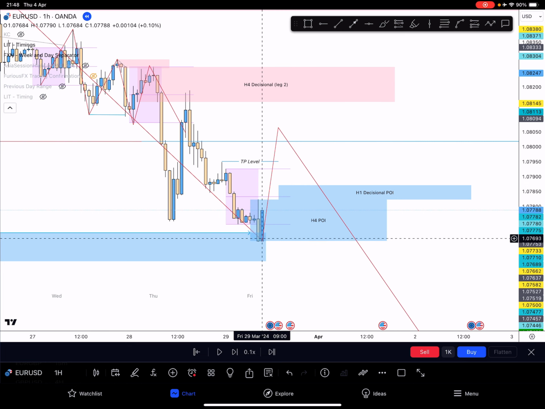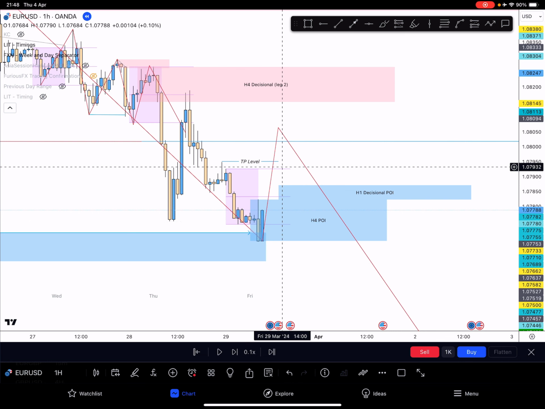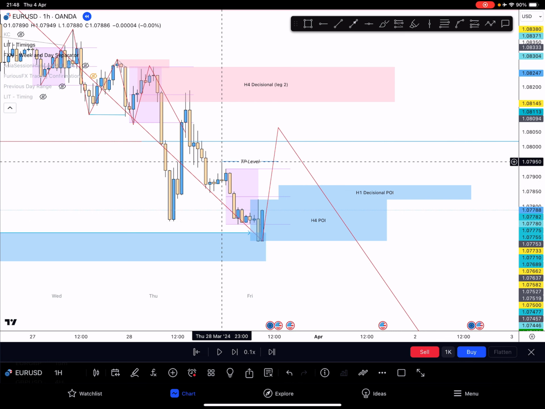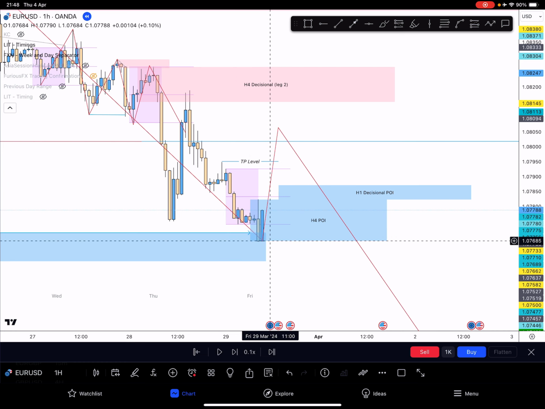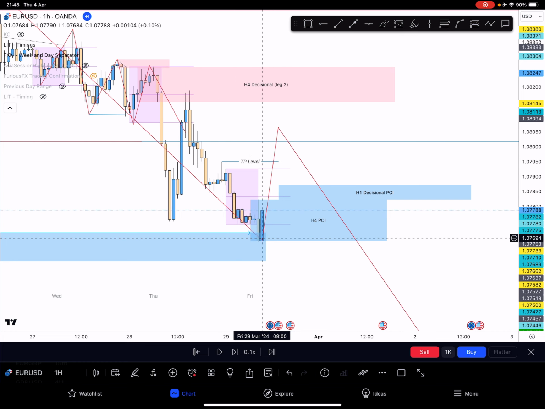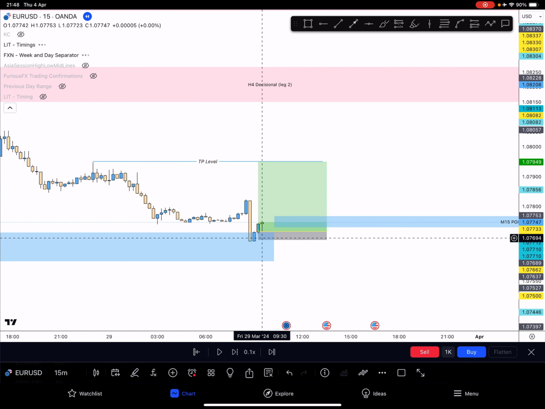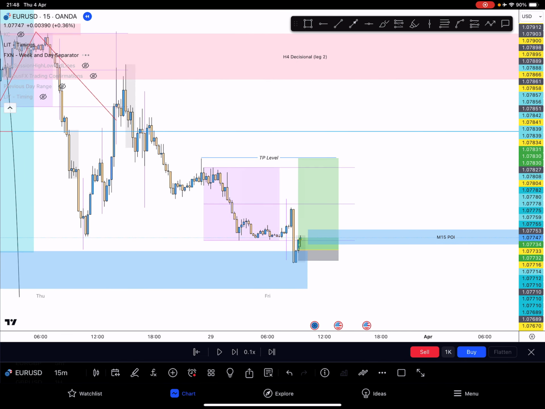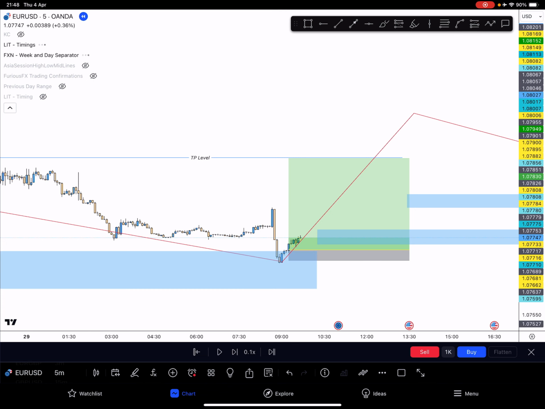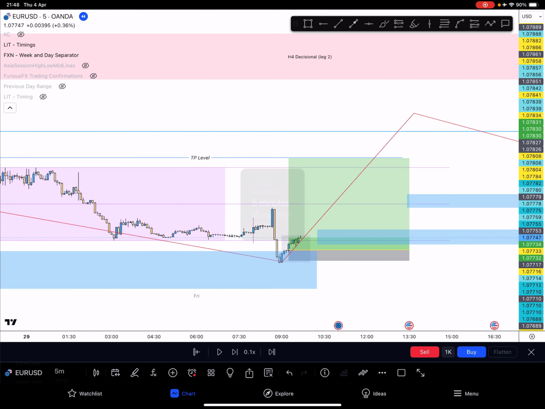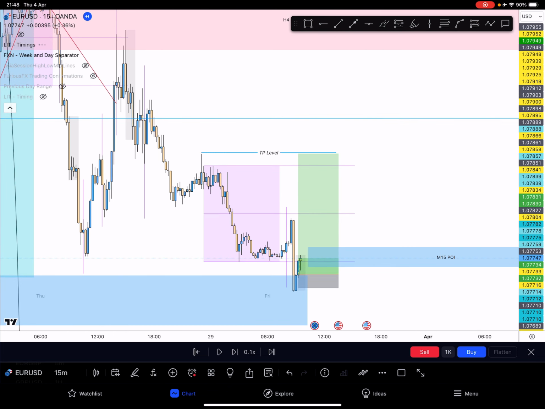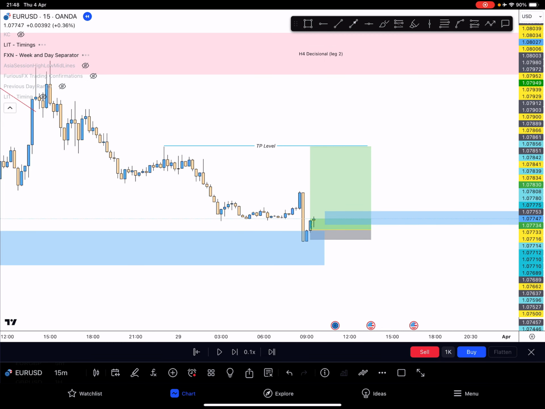You buy. You buy to where? To take out Asia high. If you're taking out Asia high, what do we have here? We have liquidity too. So that's also an idea. Once this is taken from here, you go into the lower time frames to catch your entry. Again, I'm not going to explain how I caught that entry, but that's the idea.